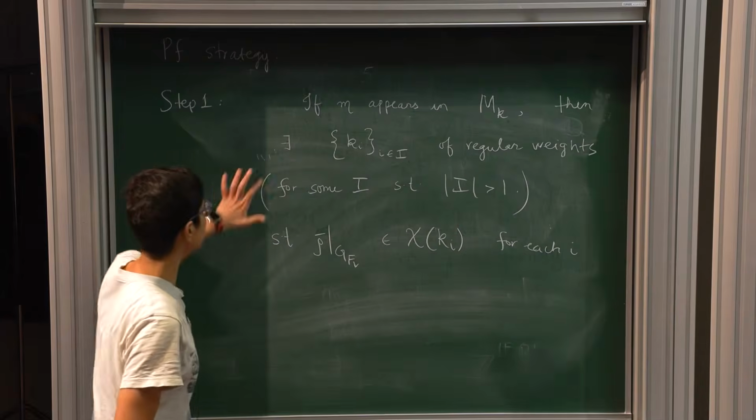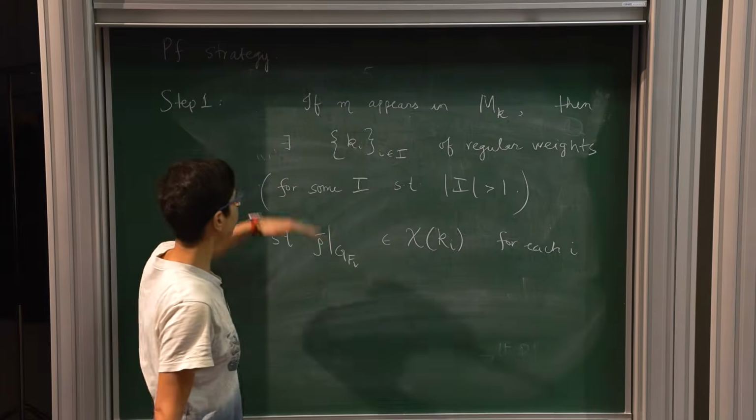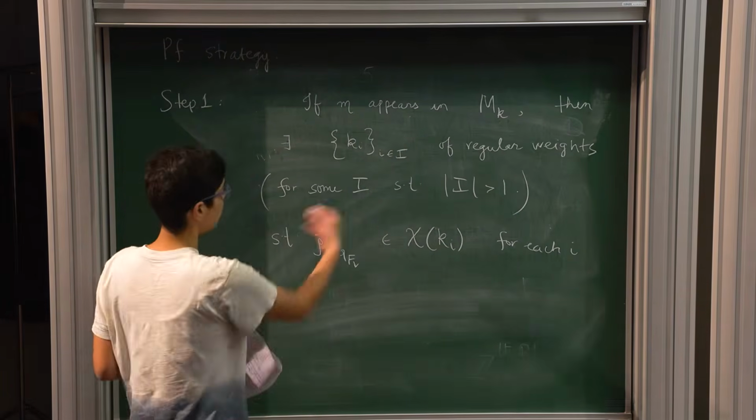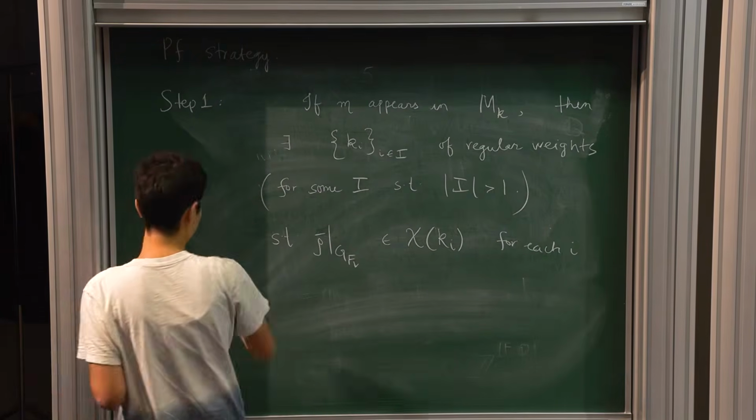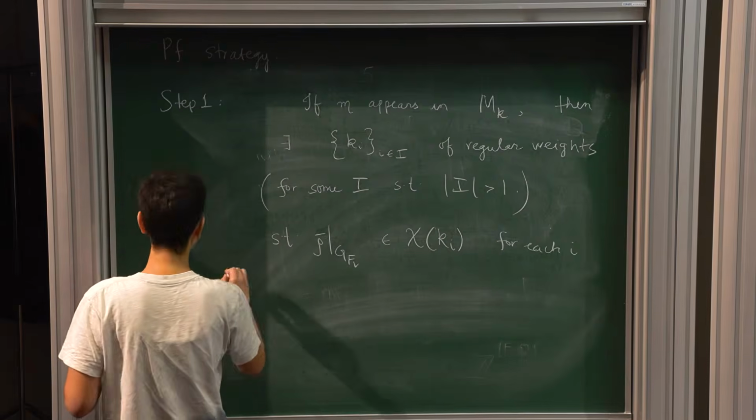So all we are saying is we start with an irregular weight modular form, but in fact you can see it in various regular weights as well. And you can see it in more than one regular weight. So that's step 1 of the proof, which of course I'll spend a lot of time talking about in a bit.